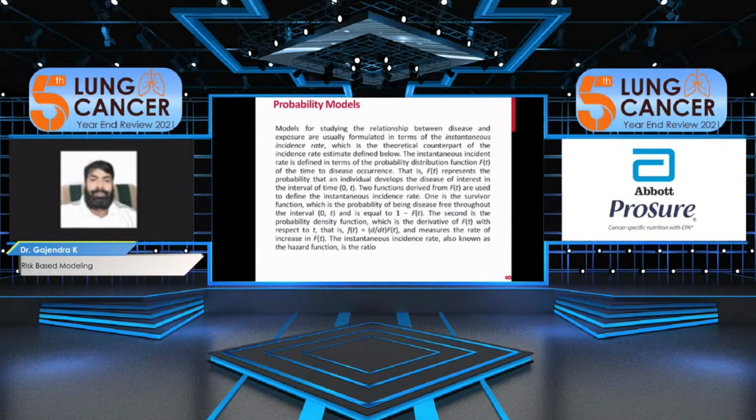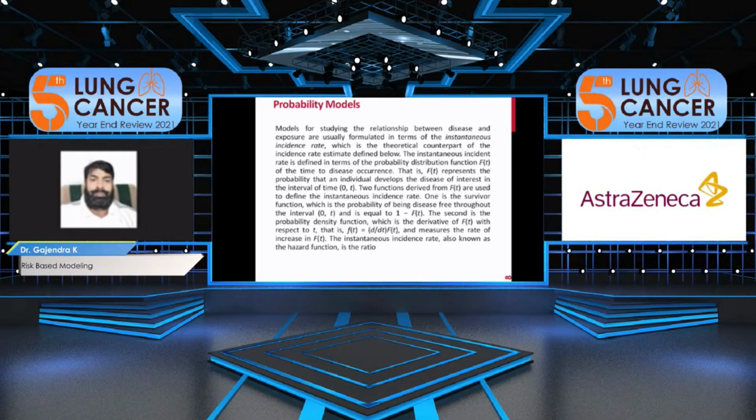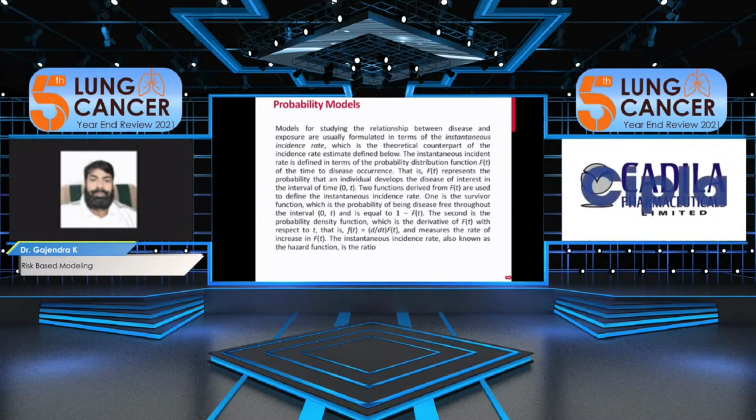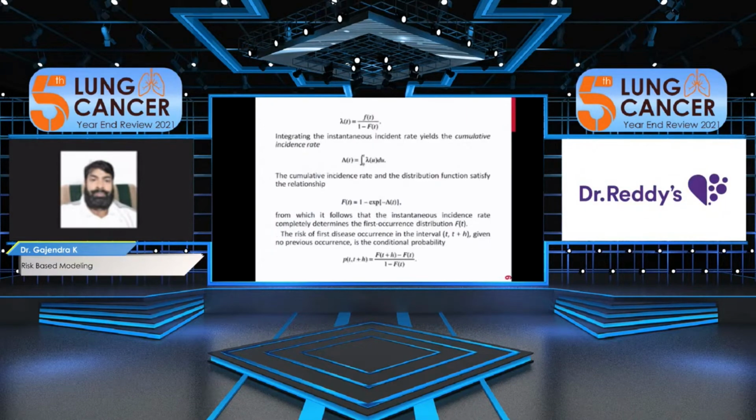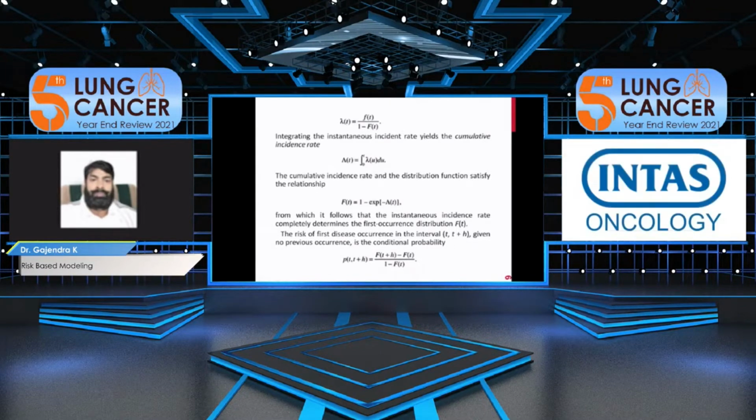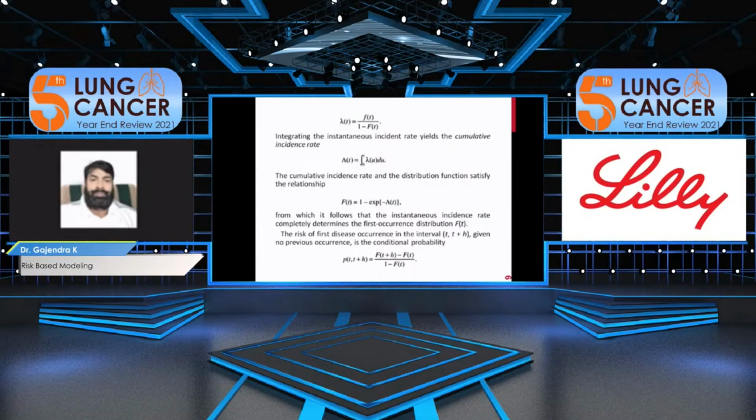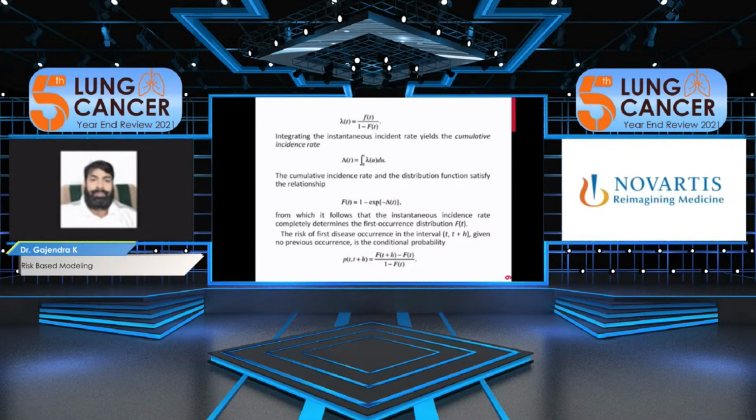The second is the probability density function, which is the derivative of F(t) with respect to t. So f(t) equals the derivative of F(t) with respect to t, and measures the rate of increase in F(t). The instantaneous incidence rate, also known as the hazard function, is the ratio given in the equation lambda(t) equals f(t) over 1 minus F(t), where F(t) is the probability distribution function and f(t) is the probability density function. Integrating the instantaneous incidence rate gives the cumulative incidence rate, that is Lambda(t) equals the integral from 0 to t of lambda(u) du.